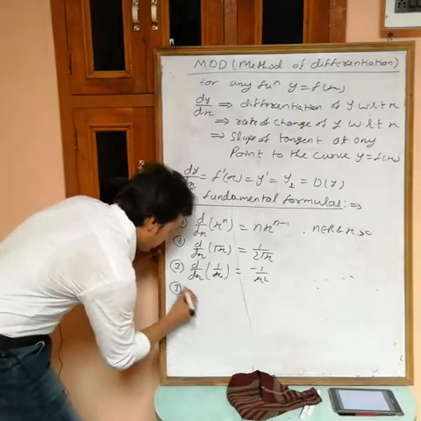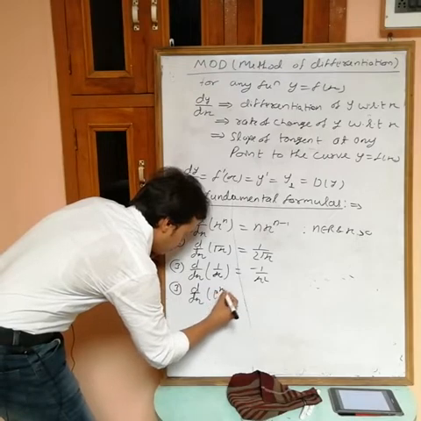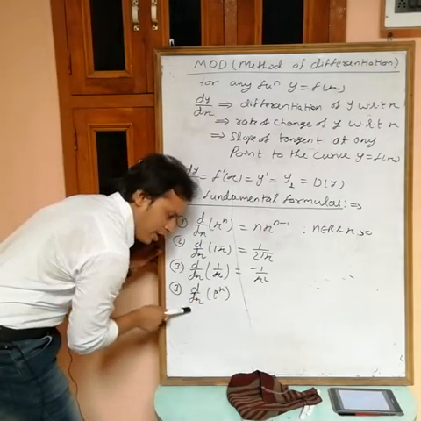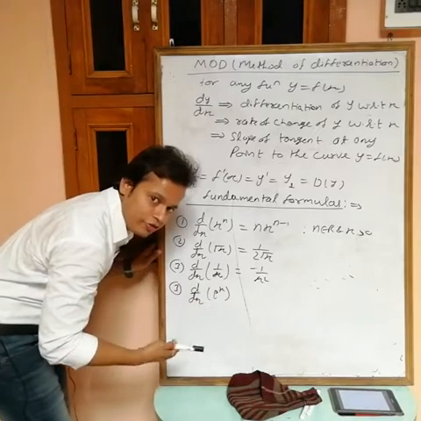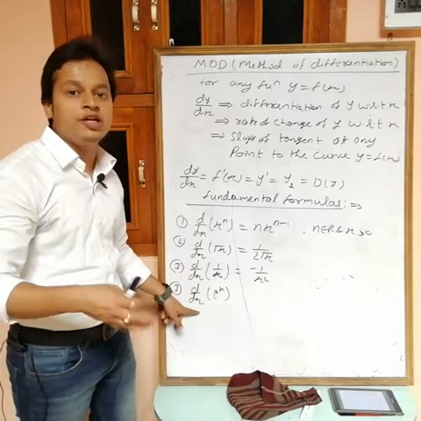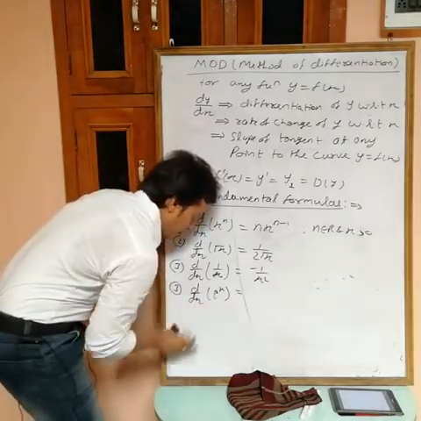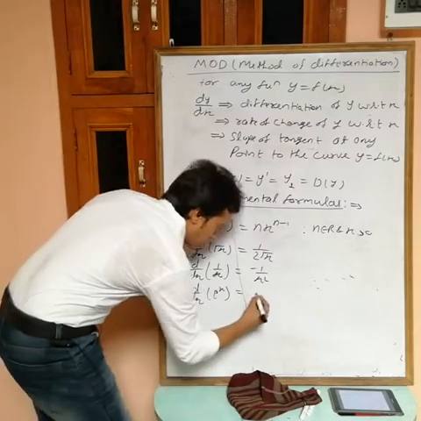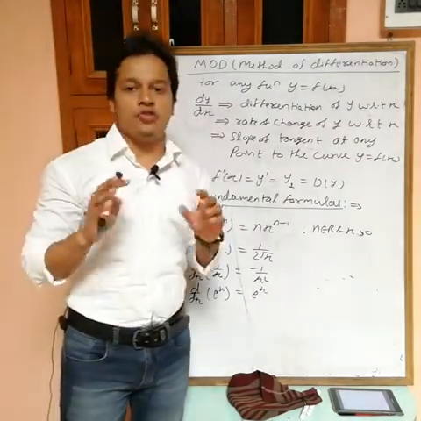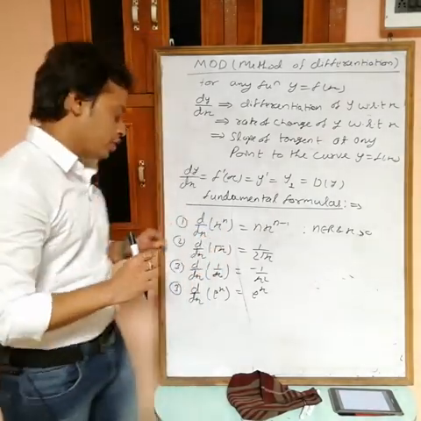Next, differentiation of e power x with respect to x. Here dx indicates the variable of differentiation. If you want to differentiate with respect to t, then there must be dt. Differentiation of e power x with respect to x is e power x. Remember that the exponential e power x is the function whose differentiation and integration are both equal to e power x.